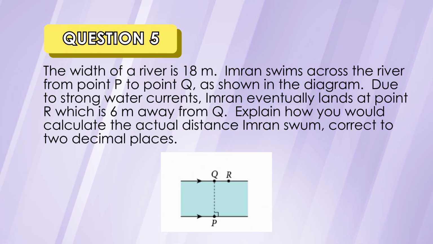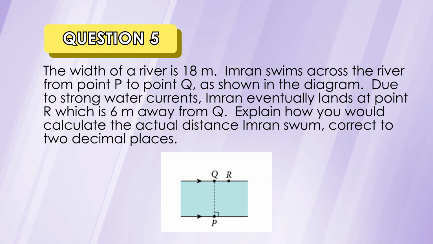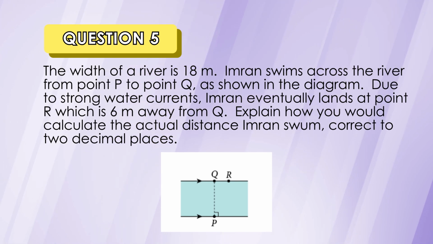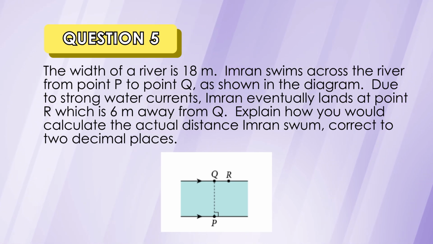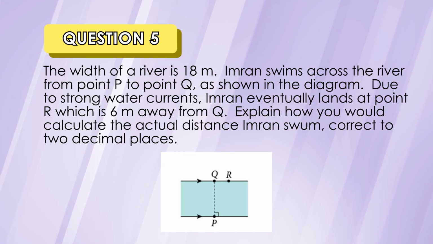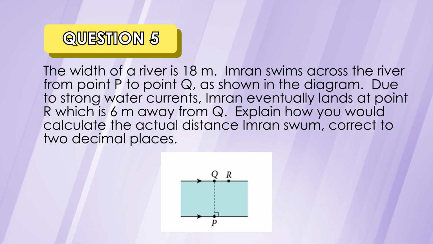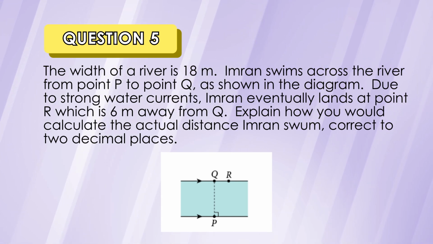Let's do one more question. The width of a river is 18 meters. Imran swims across the river from point P to point Q as shown in the diagram. Due to strong water currents, Imran eventually lands at point R, which is 6 meters away from point Q. Explain how you would calculate the actual distance Imran swam. Give your answer correct to 2 decimal places.